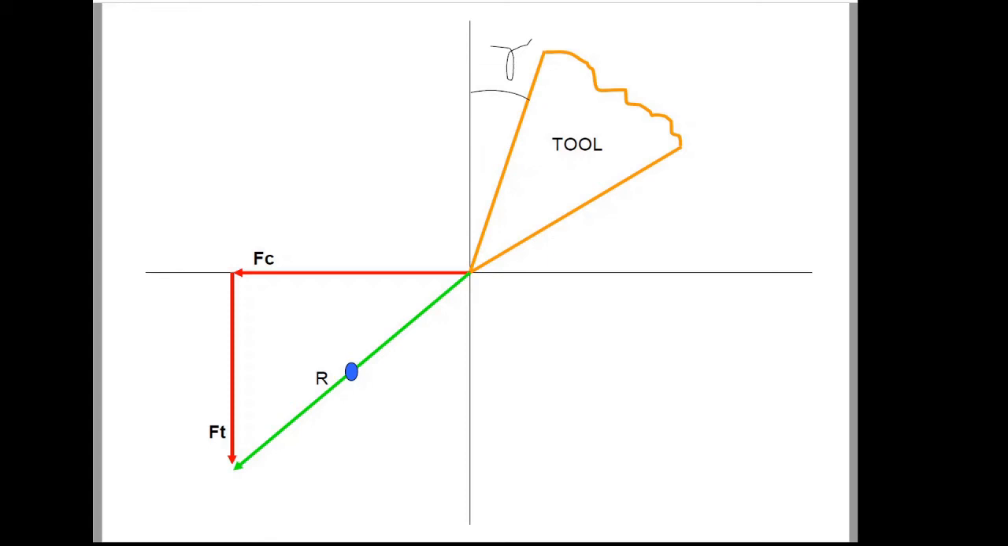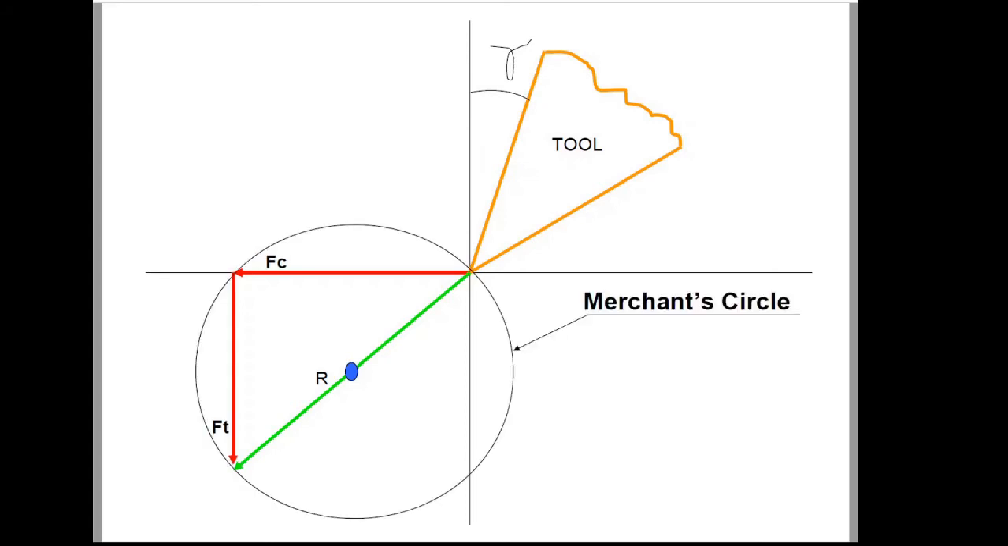Once the center is identified, now we can draw the merchant circle. So this is the merchant circle. The merchant circle is drawn with resultant R as the diameter and the center of the resultant vector as the center of the merchant circle. Once the merchant circle is drawn, now we can mark the non-measurable forces.